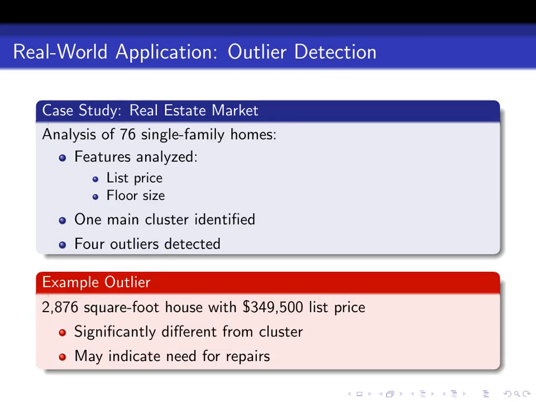Moving on to another practical application: outlier detection in real estate. In an analysis of 76 single-family homes, researchers looked at list prices and floor sizes to identify unusual listings. They found one main cluster of typical homes and 4 outliers. One particularly interesting example was a 2,876 square foot house listed at $349,500, significantly different from the typical cluster. This kind of outlier might indicate special circumstances, such as a need for major repairs.